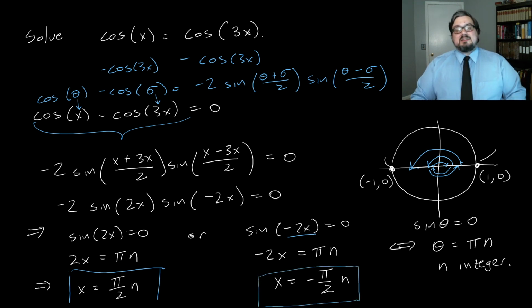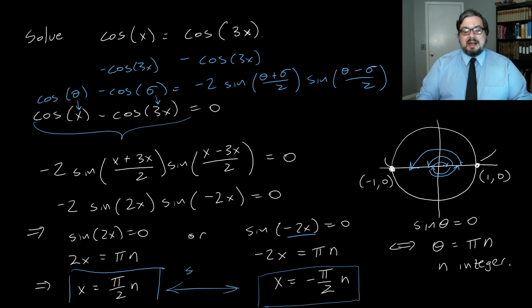Now in this case, as it turns out, we have actually gotten the same family. Because the number n is allowed to be positive or negative, finding all of the multiples of pi over 2 is exactly the same as finding all the multiples of negative pi over 2. So these two are actually the same family of solutions. So our final answer is either one of these families. I'm going to go ahead and pick the pi over 2 n: x equals pi over 2 times n for n an integer.